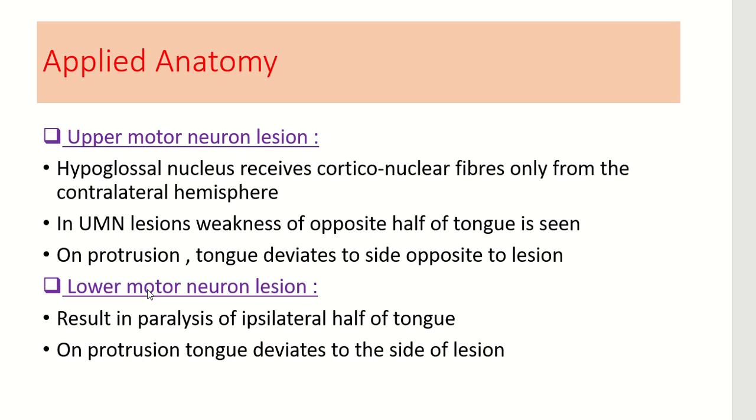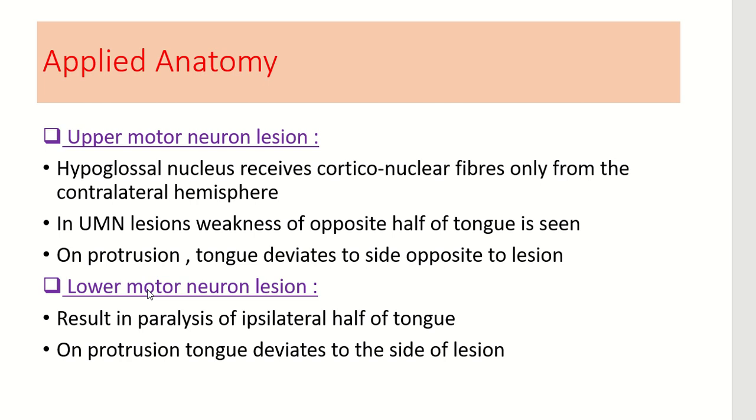On protrusion, the tongue will deviate to the opposite side of the lesion. So if the left side corticonuclear fibers are damaged, the tongue will be deviated towards the right side, because on the right side the muscles of the tongue are paralyzed, and protrusion of the tongue is an action carried out by the genioglossus muscle. So on protrusion, the normal side will be able to protrude, but the paralyzed side will not be able to protrude. So the tongue will be deviated towards the paralyzed side.